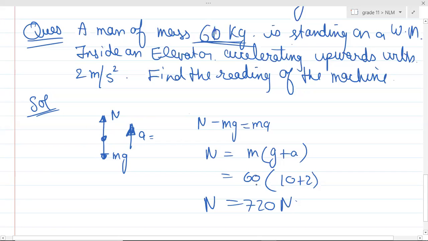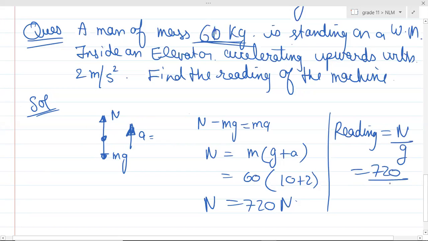Sorry, so 720, yeah. Then the reading will be basically what? Reading will be N divided by g. So basically this 720 divided by 10 gives 72.